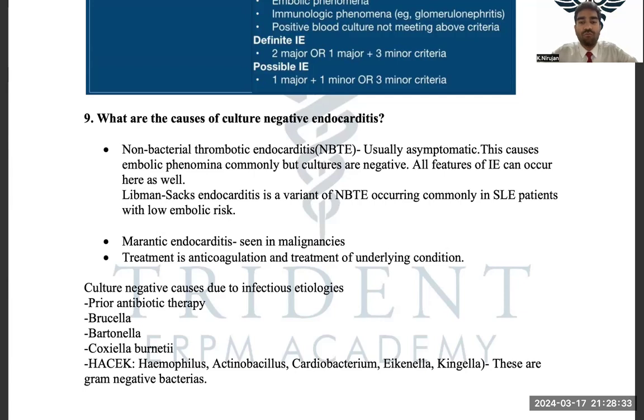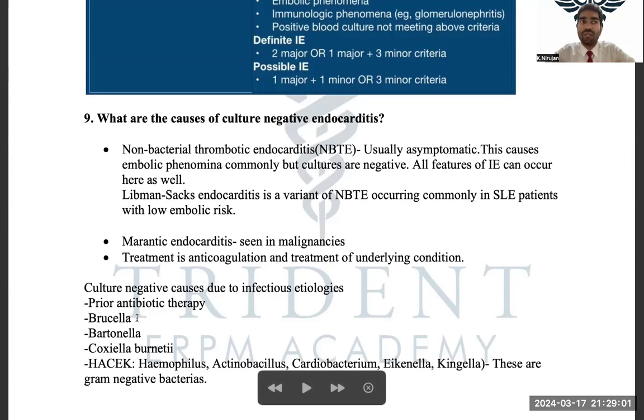So one thing is, if you have already treated the infection, sometimes you go to the GP, and the GP treats for UTI or respiratory infection. So partially treated bacterial endocarditis would be culture negative. Okay. And that is an infectious etiology. So I've divided it into 2, non-infectious and infectious. So culture negative causes due to infectious etiologies are prior antibiotic therapy. That's again a famous MCQ.